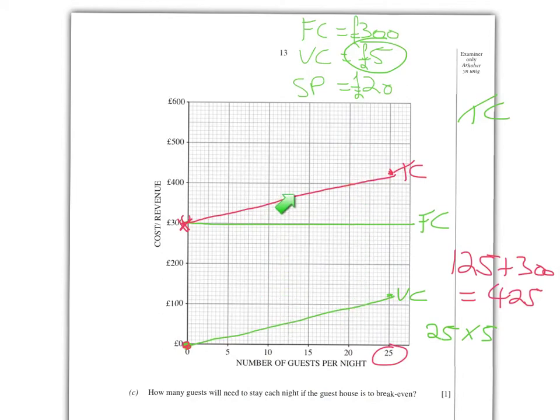Right, we've only got one more line to go for, and that's his selling price, to find out what his revenue line should be. Now remember, if he sold nothing, his revenue would be nothing, so it'd be down by here. That's the first part. But what if he was to sell all the number of guests he can, which is 25? It'd be 25 times 20. Is everyone happy with that? So that would be 500.